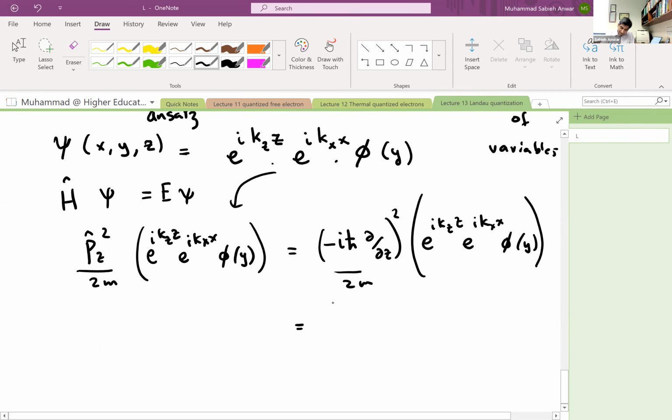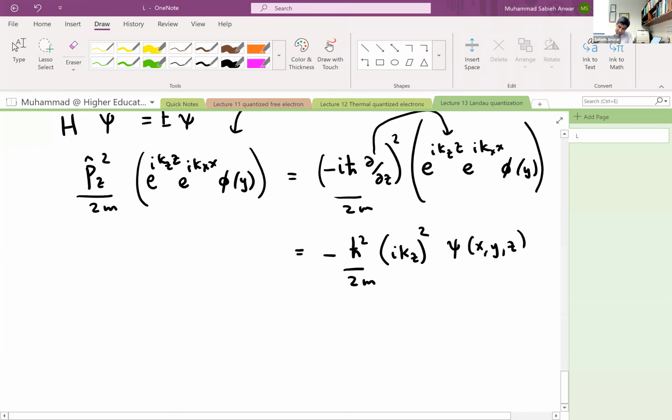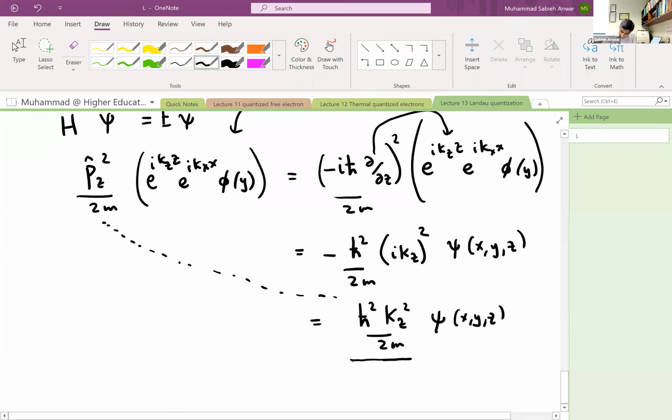Okay. So minus iota square is going to give me iota square, which is minus h bar square over 2m. And this acting upon this gives me ikz twice. And I'm left with the original. So ikz square gives me h bar square kz square over 2m. So this term gives rise to a contribution in the energy equal to h bar square kz square over 2m, which is very simple. This is just like a free particle in the z direction.